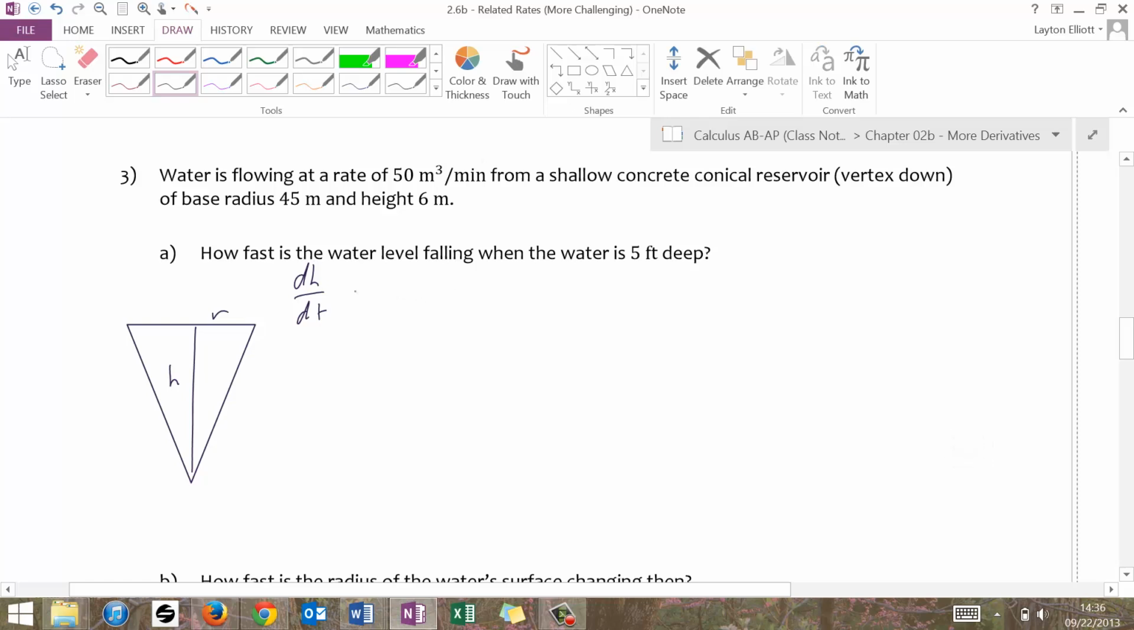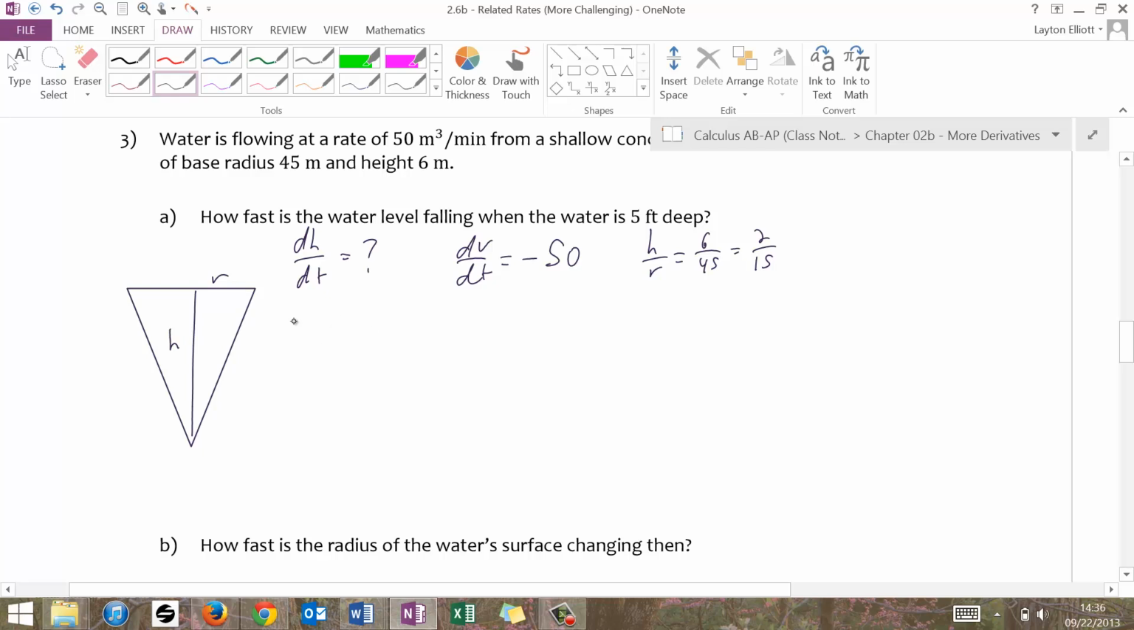And water is flowing out, so we're going to say dV/dt equals negative 50, since this is a direction and water is actually flowing outwards. We also have a proportion to set up for the R and the H. We have H over R is equal to 6 over 45, which is the same thing as 2 over 15. So if it wants to know how fast the water level is falling, volume is equal to 1/3 pi R squared H, which is equal to 1/3 pi.